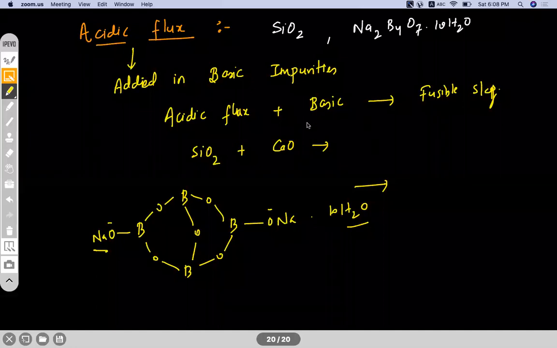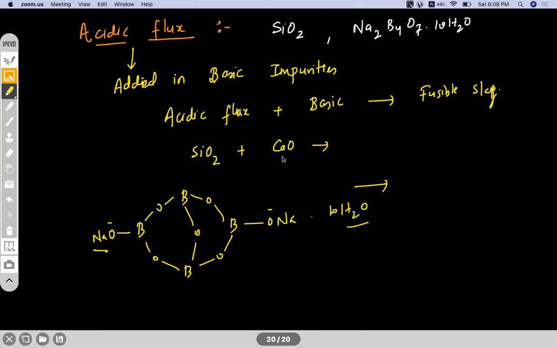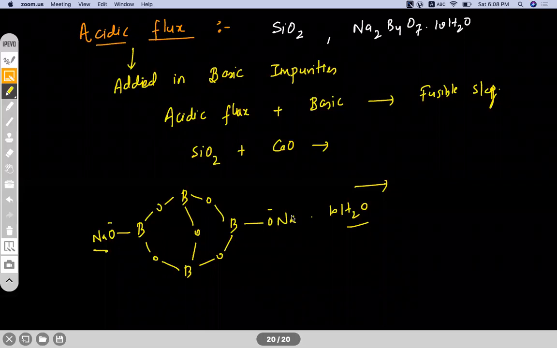When you have a basic oxide of metal, mostly we can use an acidic flux like SiO2, but some oxides of metal also get converted into fusible slag when they react with borax. Since the structure is this, Na plus will get replaced by the metal ion over here. That's why the reaction happens.